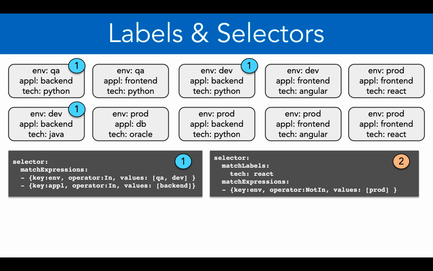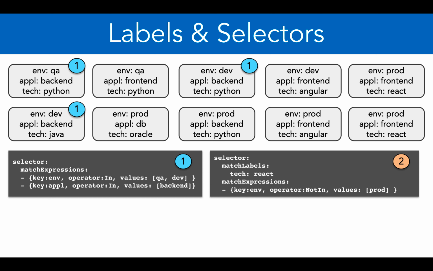And this is the selector. We have a combination of both matchLabels and matchExpressions. You can use this one also. The first one is an equality condition, wherein the key is tech and the value is react. And in matchExpressions, I'm saying env is not in prod. So pause this video and try to find out the answer. I hope you are done.